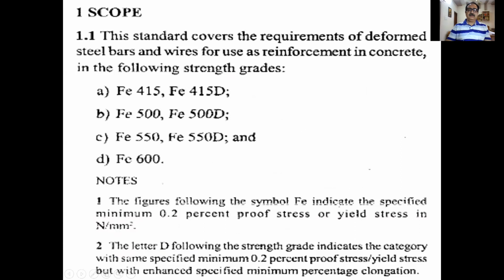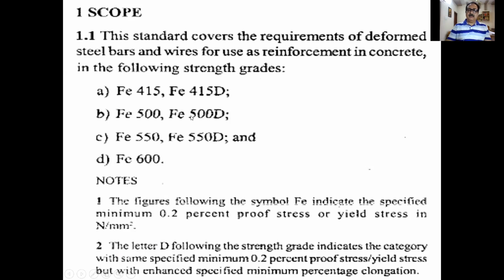Now, under this particular IS code, this standard covers the requirements of deformed steel bars and wires for use as reinforcement in concrete for the following strength grades. Steel is available in different strength grades. Tensile strength is different for different types of grades. For example, if you talk about Fe 415 grade, Fe stands for the ferrous material, and 415 is the strength in Newton per mm square.